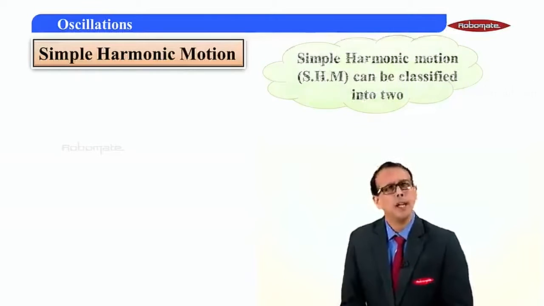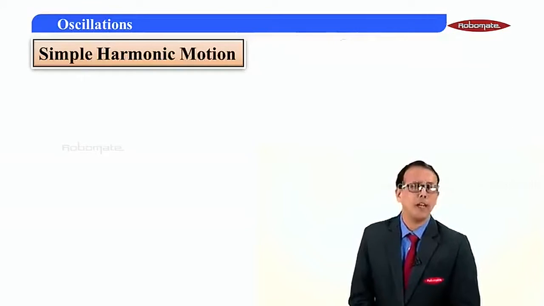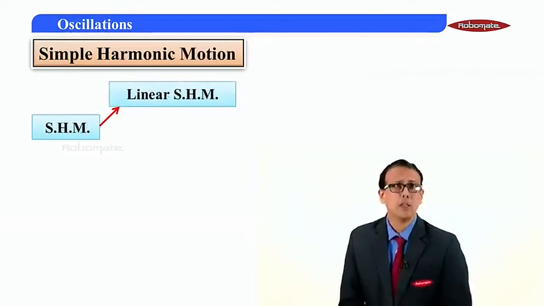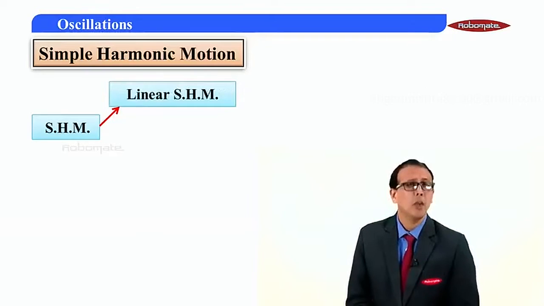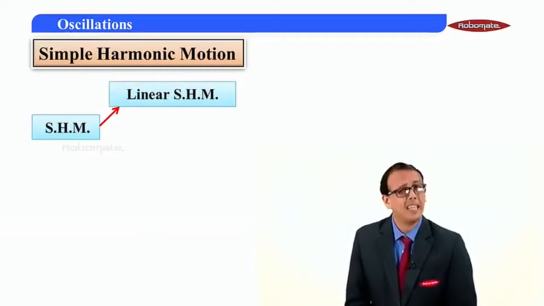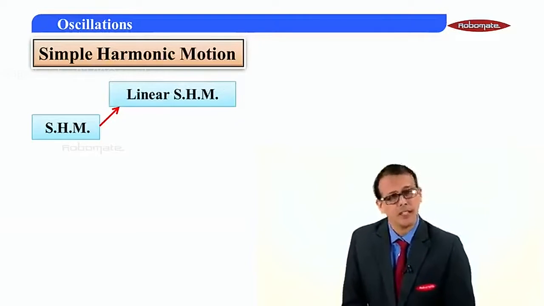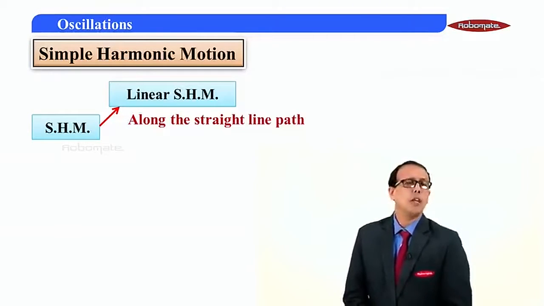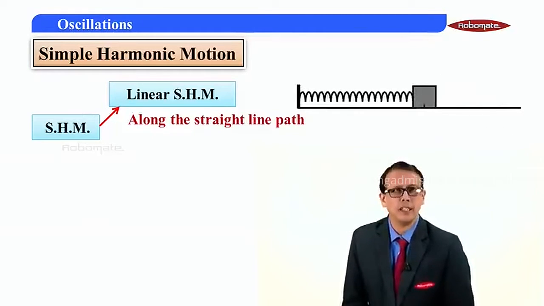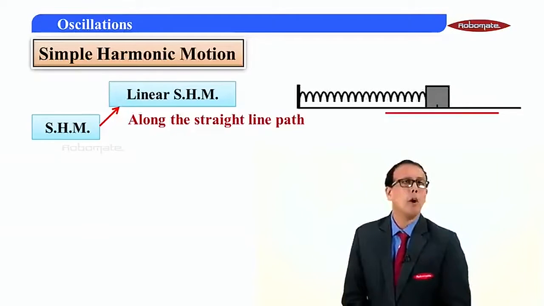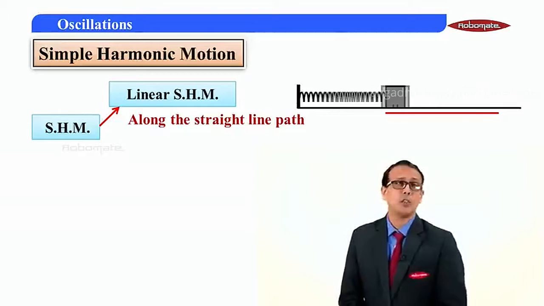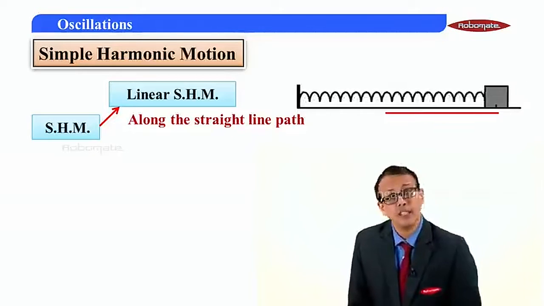Let's see the classification. It is classified into two types. The first is called linear SHM. When is the motion called linear SHM? The word linear reminds of something called a straight line. So if the SHM takes place along a straight line path, then it is called linear SHM. As in this example, the block performs to and fro motion, but the path is a straight line. So this is an example of linear SHM.